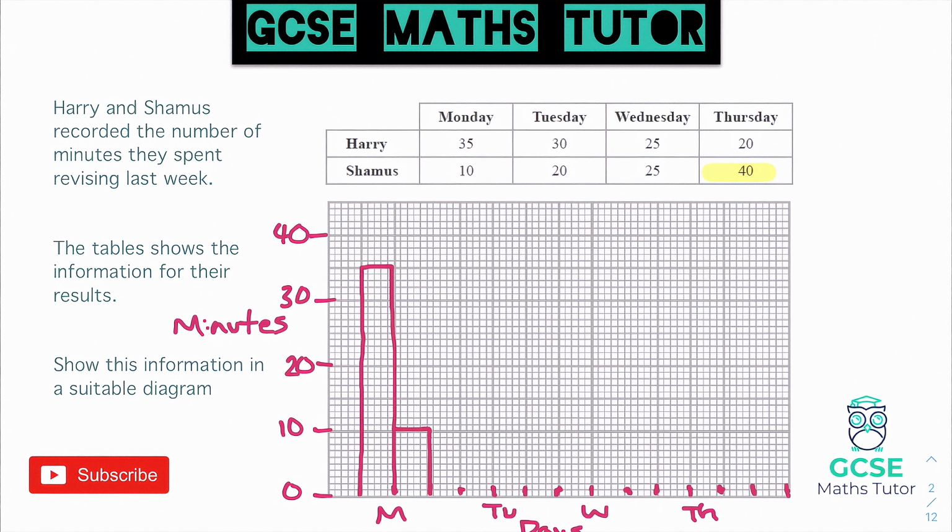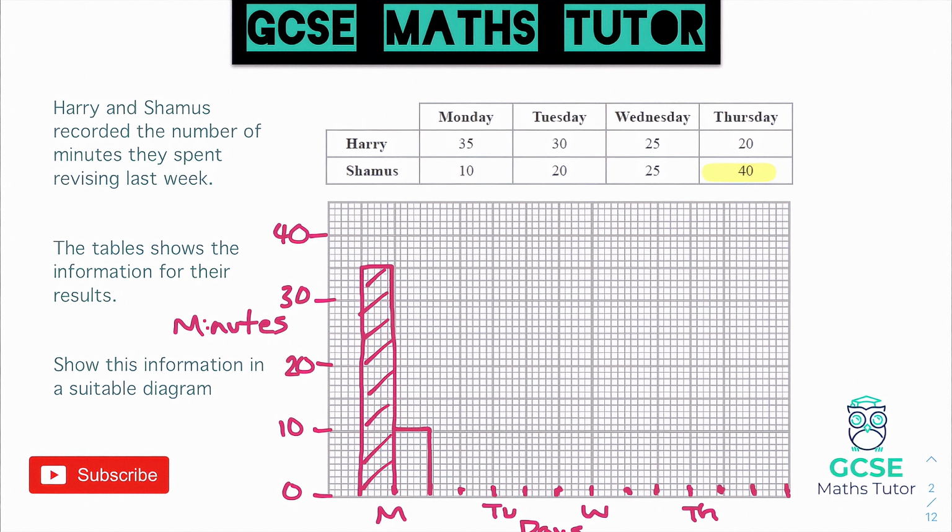Now obviously we can't tell at the moment which one is Harry and which one is Seamus, so we're going to have to draw a key. So what I'm going to do is I'm just going to slightly shade in Harry's bars, and then I'm going to draw a little key, and we'll draw that at the end so we know we've got some space.